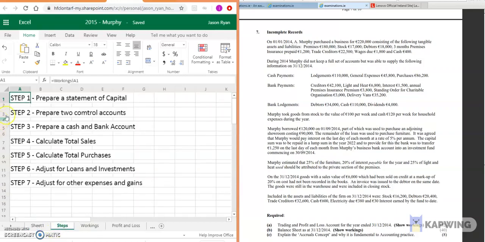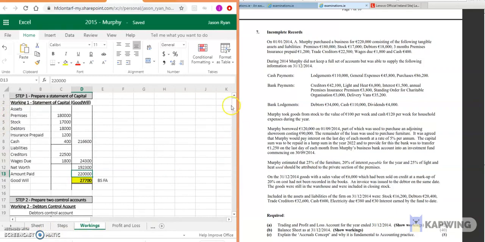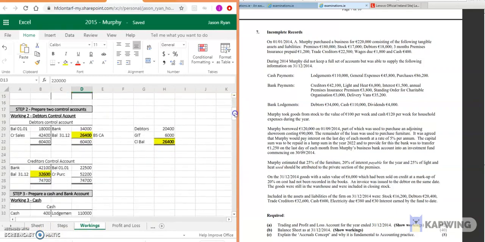The second step we have then is prepare two control accounts. So we need to have a control account for debtors, and we need to have a control account for creditors. First thing, we have a look at the start of the question, see if there's any debtors and creditors, and we do. We've got debtors here and we've got creditors here.